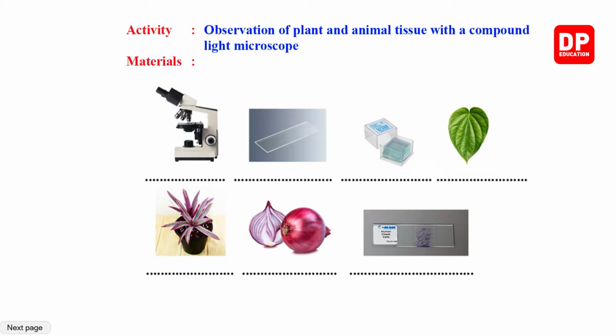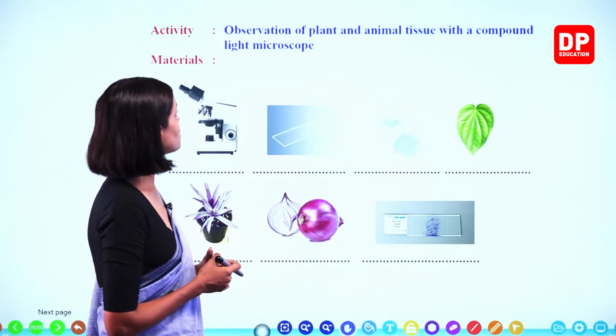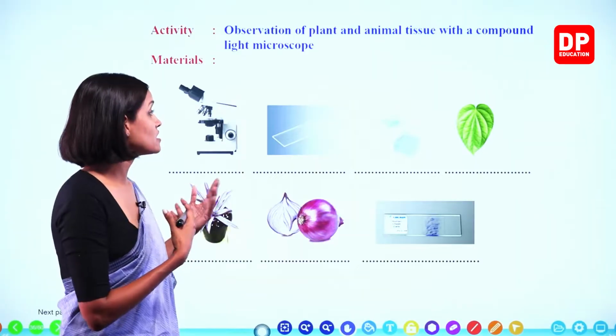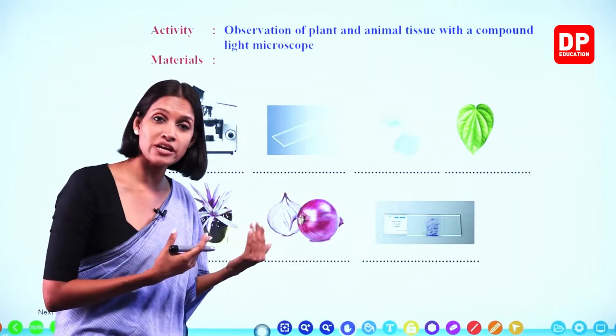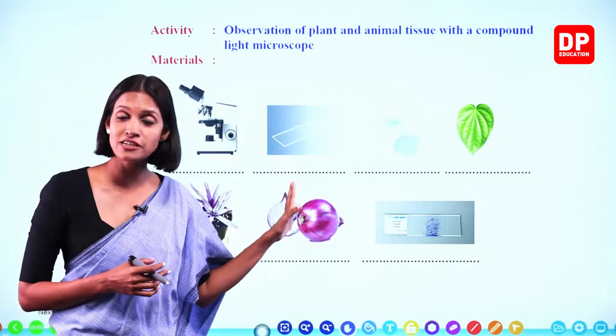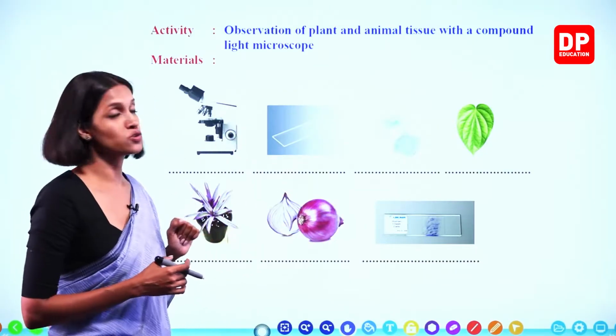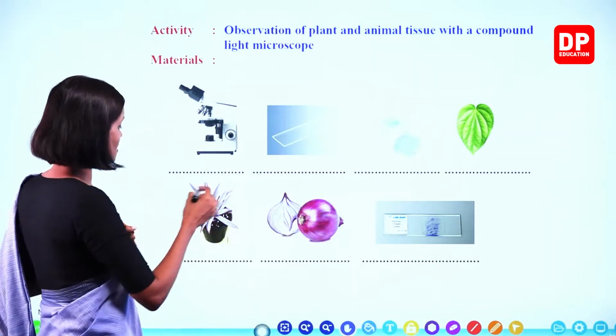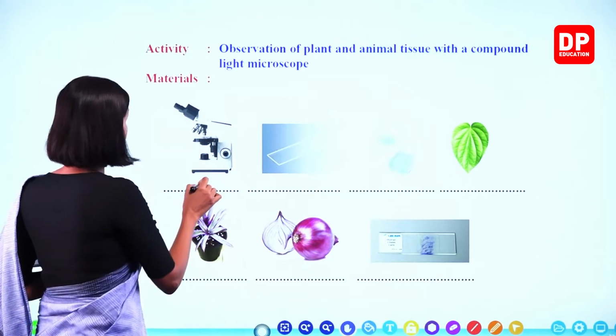Right, we have this activity to do in the lab. Observation of plant and animal tissues with a compound light microscope. So far we learned what are the steps to be taken when we use this microscope. Now we are going to observe some specimens under the compound light microscope. So what are the things we need? We need a compound light microscope.